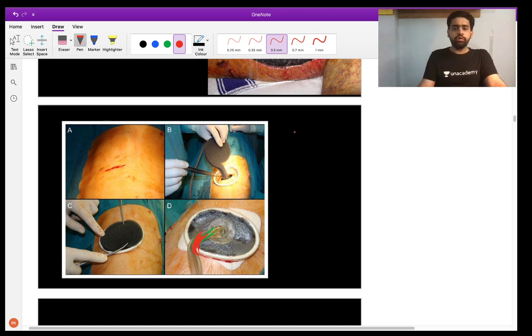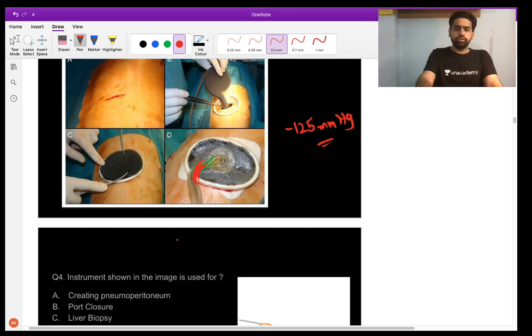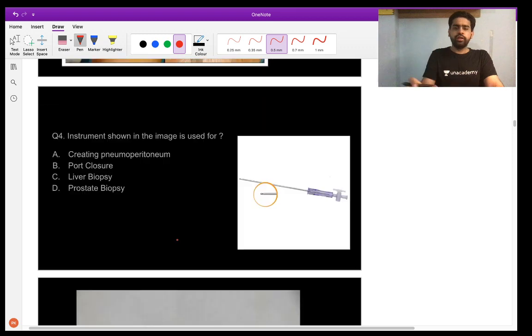So an important MCQ is, what pressure is generated by this vacuum? It is minus 125 mm of Hg. Please remember this. This is how we do the vacuum assisted dressing in the OT. There are also dressings available which are pre-made; we just have to stick them on, but yes, we can also make our own. This is fine. So this is about the vacuum assisted closure.